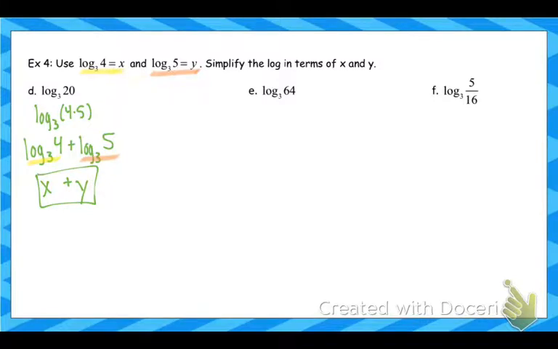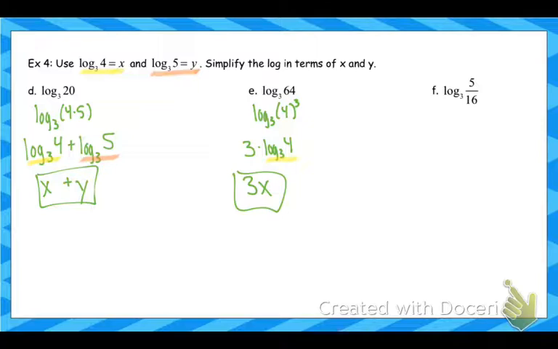All right, let's look at the next one. Log base 3 of 64. There's really two ways you could look at this. You could say this is 4 times 4 times 4, so this is log base 3 of 4 plus log base 3 of 4 plus log base 3 of 4. The other way you could do this is the same thing as log base 3 of 4 to the third. Exponent moves to the front. And now, again, I can substitute. Log base 3 of 4 is the same thing as x, so this is 3x. Had you done it the other way, x plus x plus x still would have given you 3x.